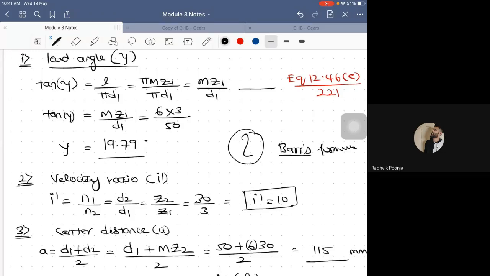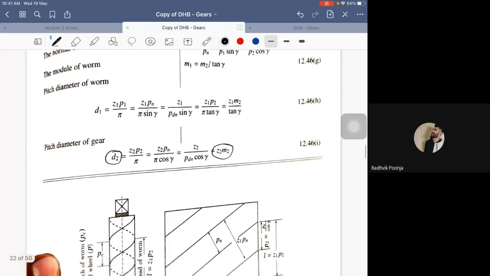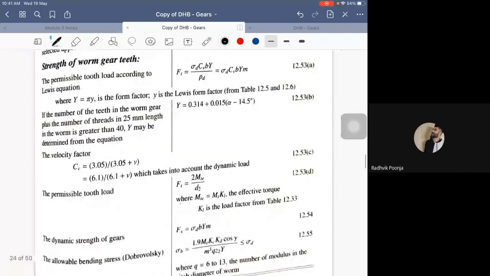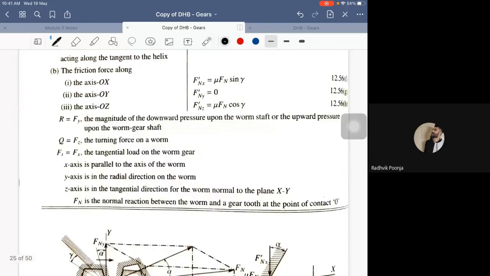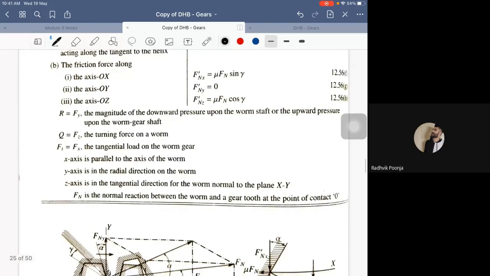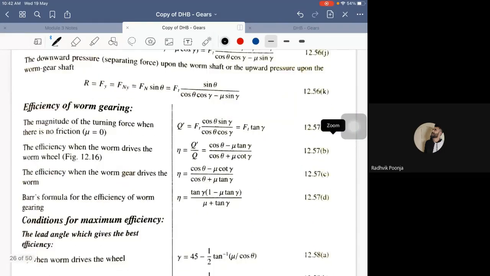12.57. What is the page number? 5, 6, 5, 6. Efficiency. So theta is the angle of deflection. You don't have it, so forget about it. You can pick this particular formula, no? Right?